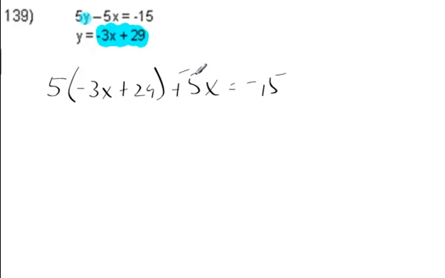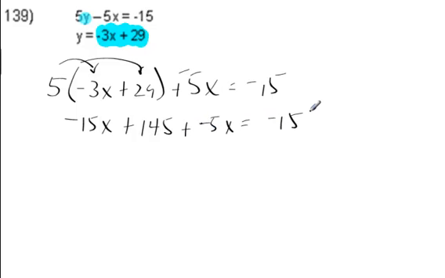Okay, change switch. All right, do the distributive property. Negative 15x plus 145, plus negative 5x equals negative 15. Okay, combine. If you don't know how to solve equations, it's going to be pretty hard to do this. Like 3 lessons they did: substitution, then solving equations, and then substitution again.